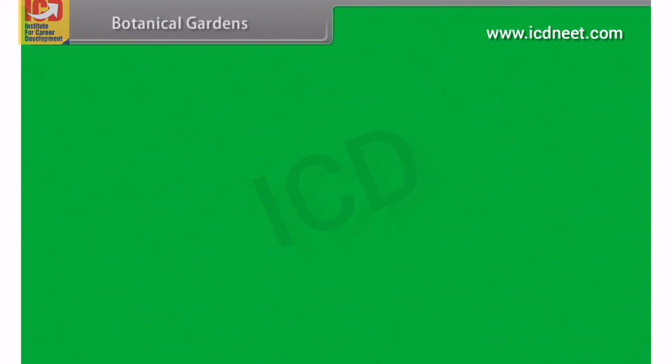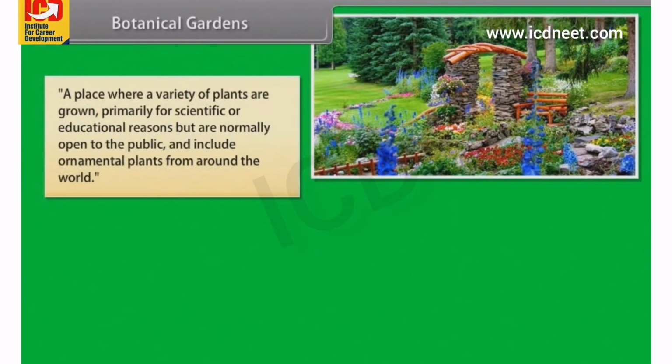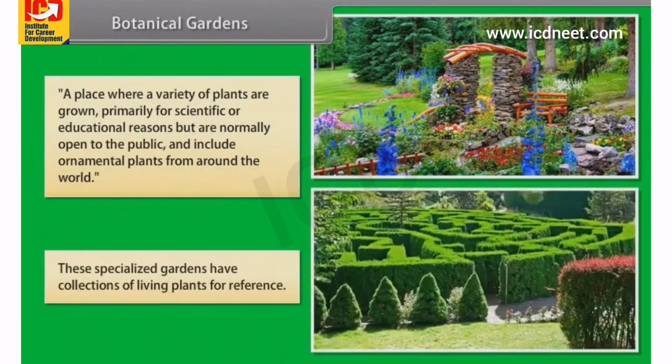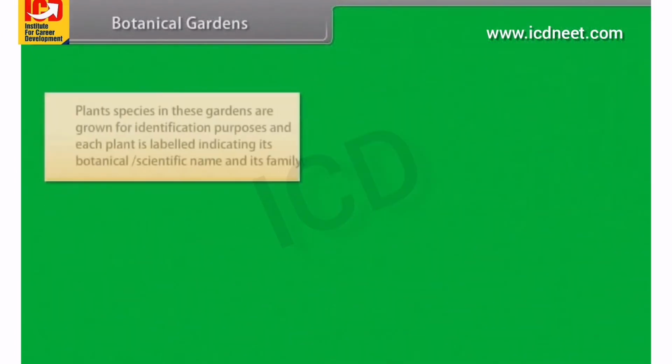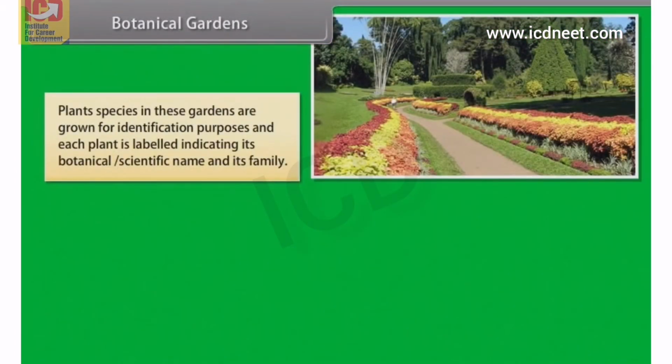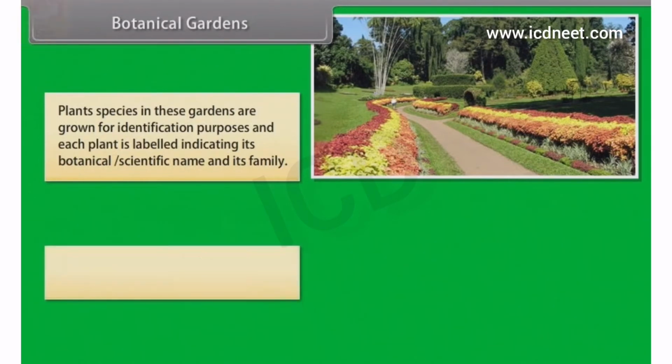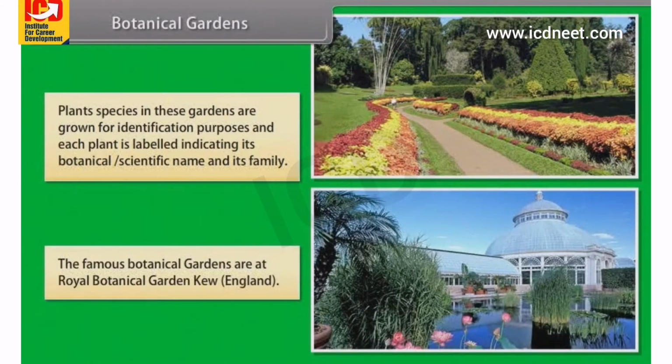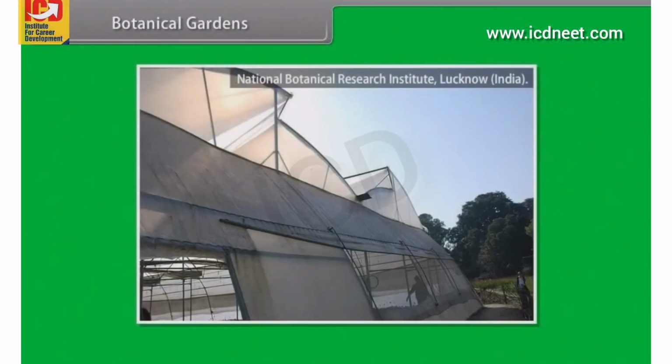Botanical Gardens: A place where a variety of plants are grown, primarily for scientific or educational reasons, but are normally open to the public and include ornamental plants from around the world. These specialized gardens have collections of living plants for reference. Plant species in these gardens are grown for identification purposes, and each plant is labeled indicating its botanical scientific name and its family. The famous botanical gardens are the Royal Botanical Garden, Kew, England, and the National Botanical Research Institute, Lucknow, India.